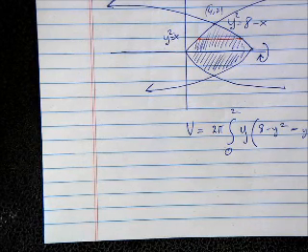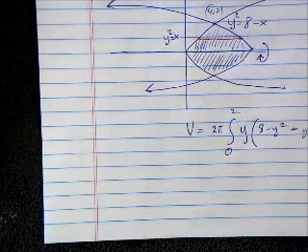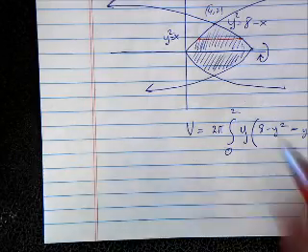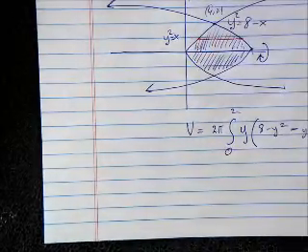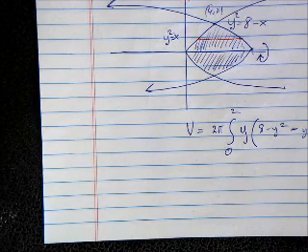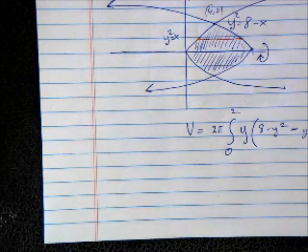Now, let's say I gave you that exact same picture, and I told you, now I want to spin it around the y-axis. Would you use the method of discs or the method of shells? Discs and washers go together. I would use discs and washers. How come?